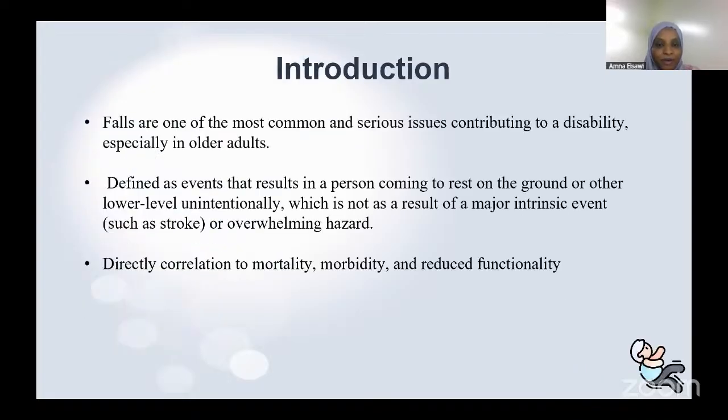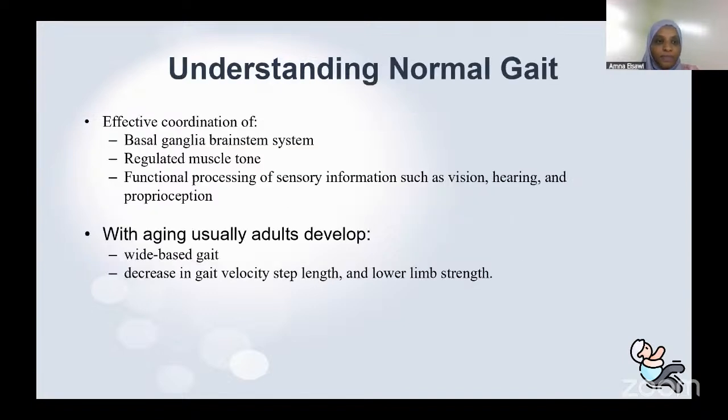Okay, so this is the introduction which I went through. Basically, the definition of falls and why it's important, the direct correlation to mortality, morbidity, and reduced functionality. And then here is the slide which I briefly talked about, the different parts that form the normal gait.